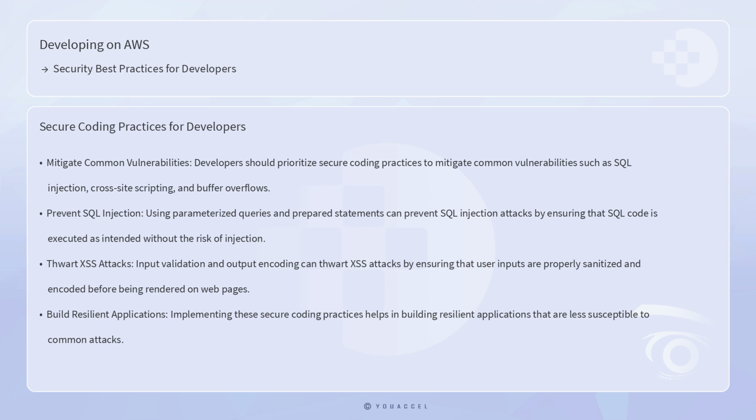Similarly, input validation and output encoding can thwart XSS attacks by ensuring that user inputs are properly sanitized and encoded before being rendered on web pages. Implementing these secure coding practices helps in building resilient applications that are less susceptible to common attacks.